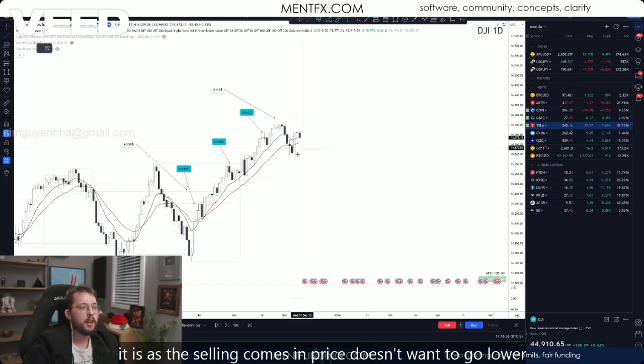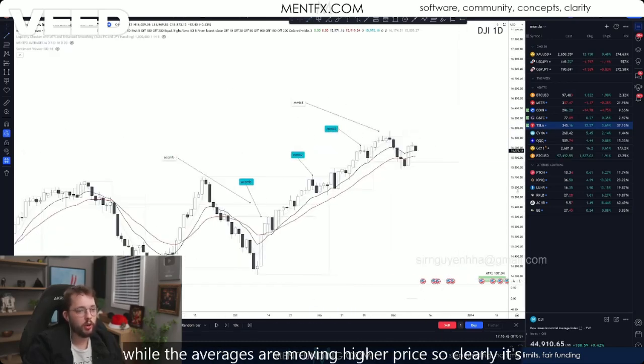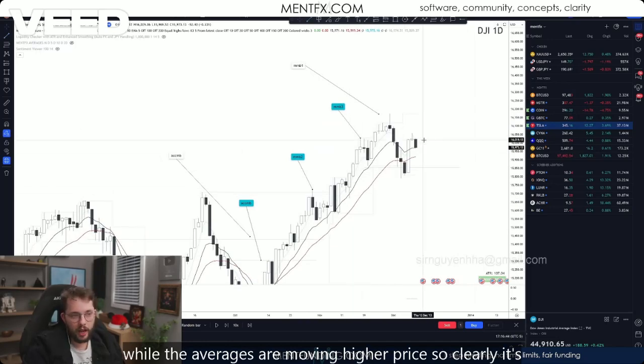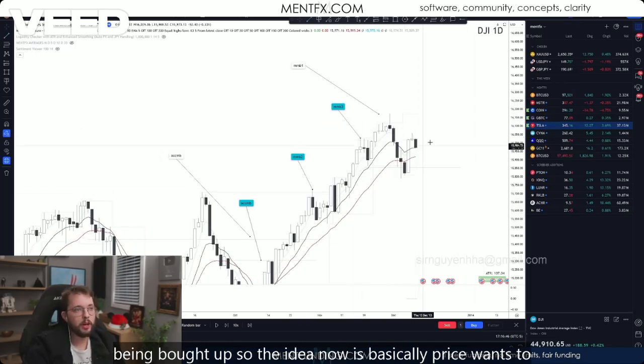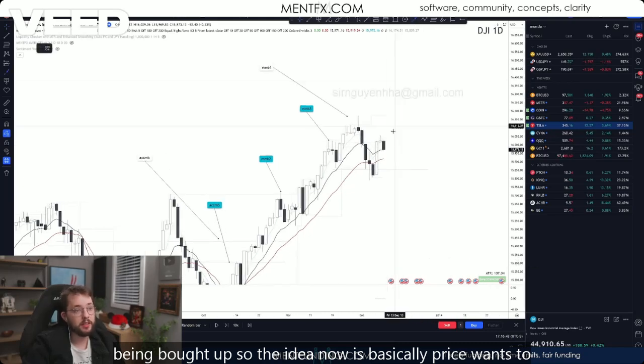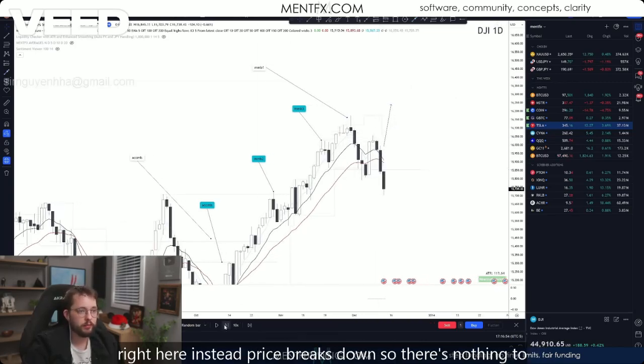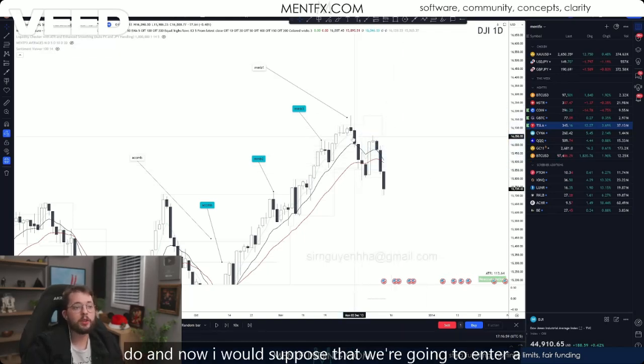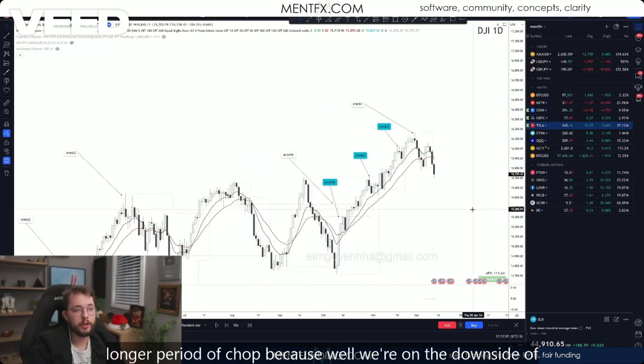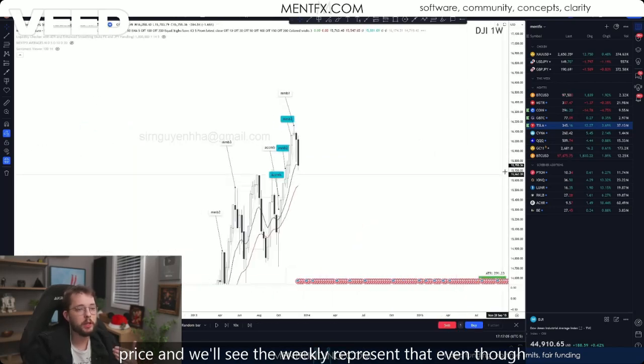There it is. As selling comes in, price doesn't want to go lower while the averages are moving higher. Price, so clearly it's being bought up. So the idea now is basically price wants to go on a move higher through this new momentum MB forming right here. Instead, price breaks down. So there's nothing to do. And now I would suppose that we're going to enter a longer period of chop because, well, we're on the downside of price. And we'll see the weekly represent that.